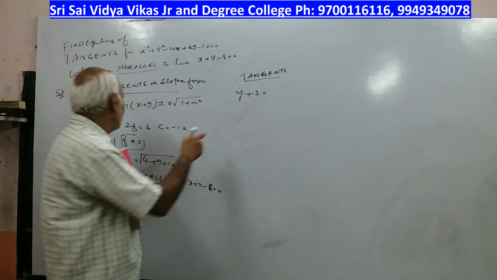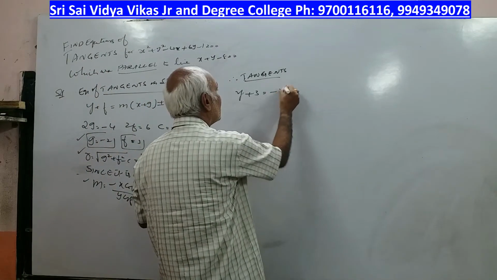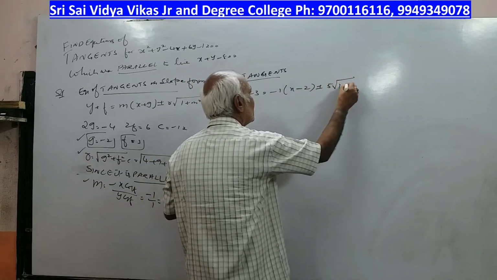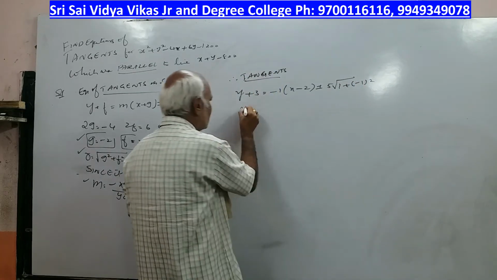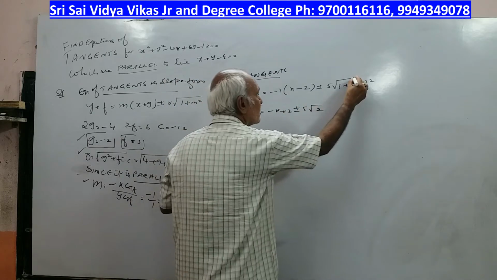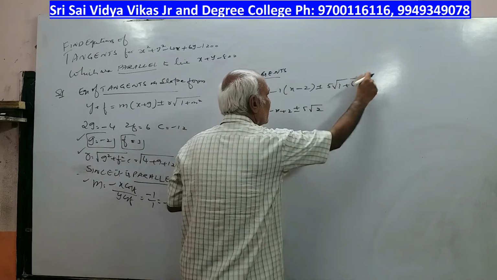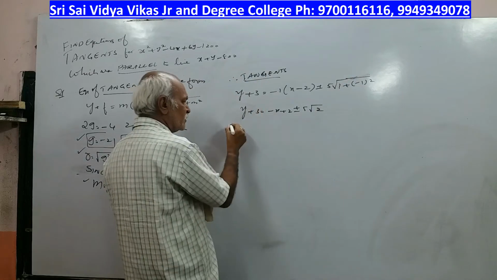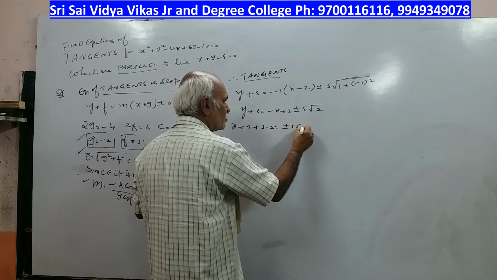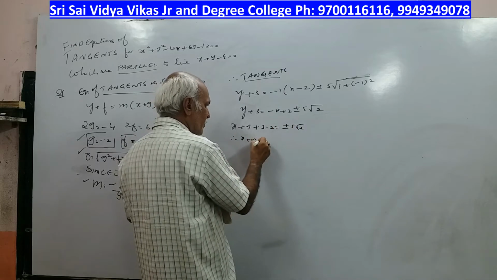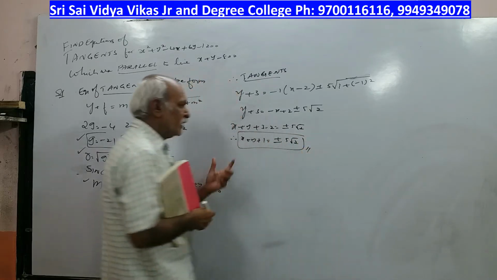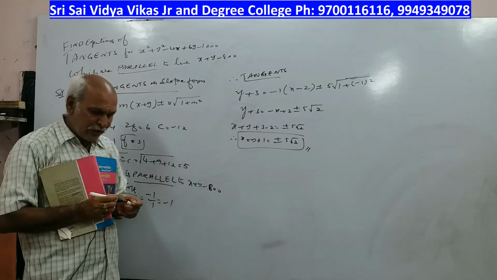So we got g value, r value, m value. We substitute here: y plus 3 is equal to minus 1 into x plus g, g value minus 2, plus or minus 5 into root of 1 plus minus 1 square. So y plus 3 is equal to minus x plus 2 plus or minus 5 root 2, because 1 square plus 1 square is 2, root 2. Bring the terms this side: x plus y plus 3 minus 2 is equal to plus or minus 5 root 2. Therefore, x plus y plus 1 is equal to plus or minus 5 root 2. This is the tangent. If you take plus, you get one equation. If you take minus, one more equation. Please note down.